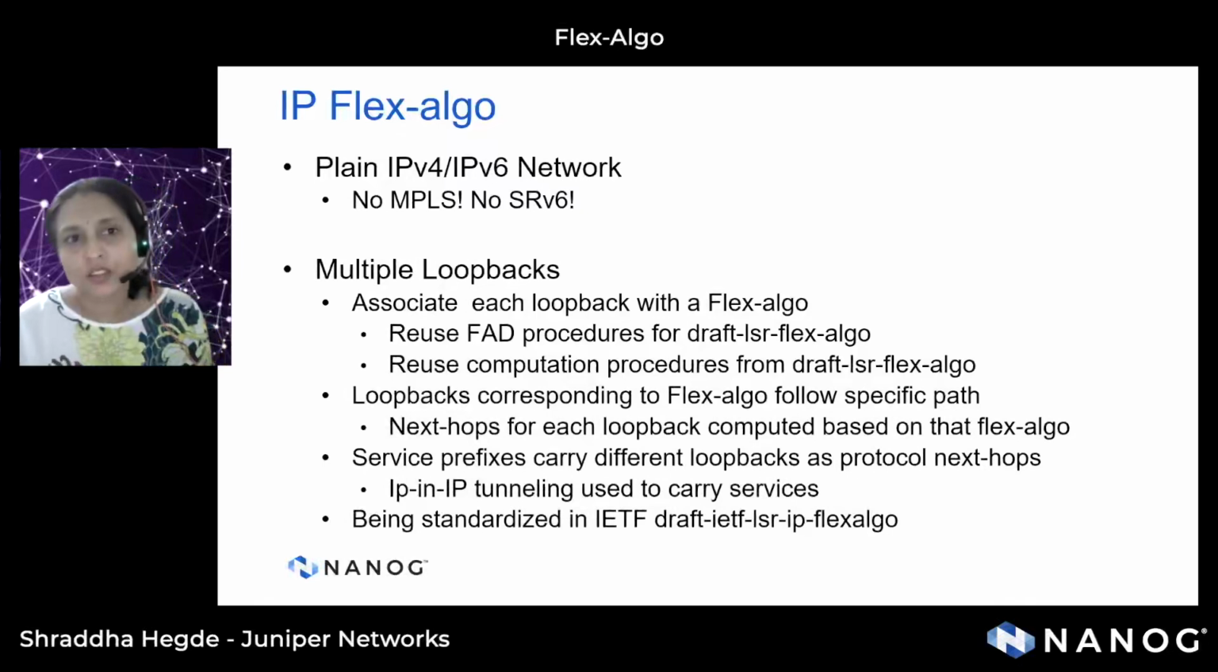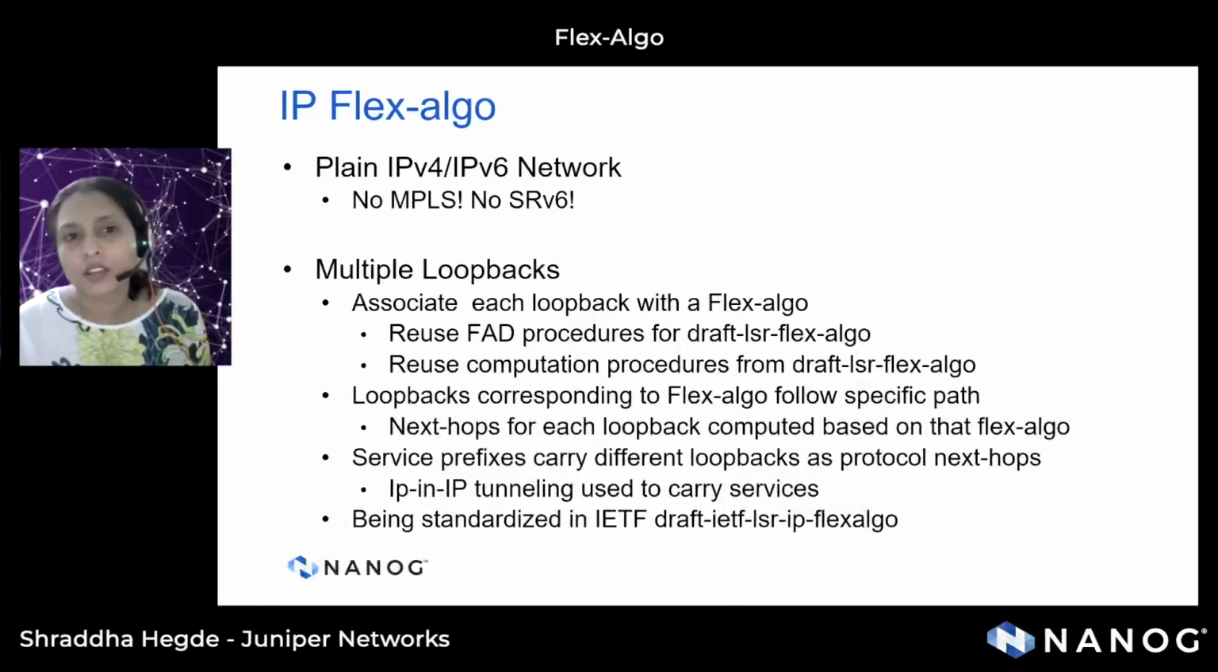What we discussed so far used prefix segments and the SR-MPLS data plane. We have another variation of this, which is SRv6, which uses the SRv6 data plane. But we have a third option, which is a plain IP network, which we call IP Flex Algo. This flavor does not use any MPLS or SRv6 data plane. It's a pure IP data plane.